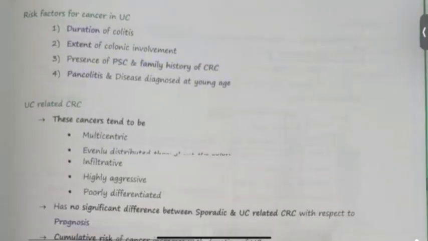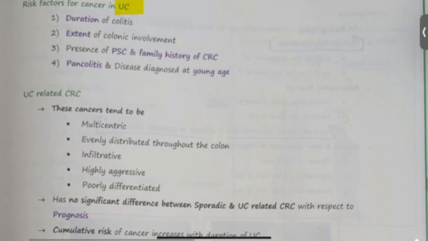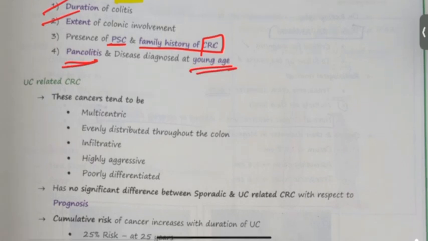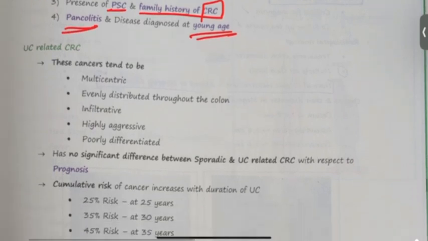Risk factors for cancer in ulcerative colitis, if you ask, it is duration of colitis, how long the inflammation of the colon has been there, extent of the colonic involvement, how much colon is involved, presence of primary sclerosing cholangitis and family history of colorectal cancer, or pancolitis and diagnosed at young age. All these will decide if the patient of ulcerative colitis will develop colorectal cancer.